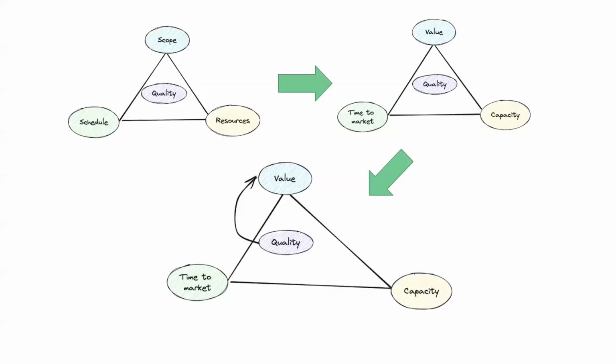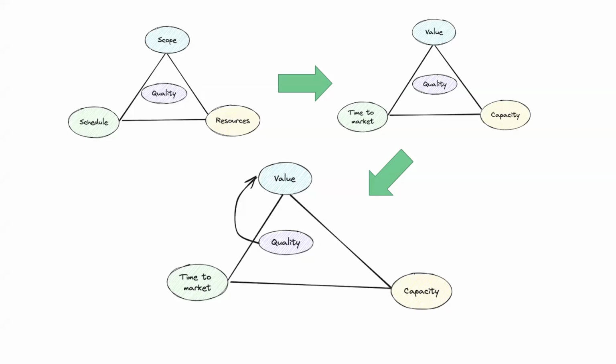Trade-offs. The iron triangle. This is something that I like to talk about quite a bit. The iron triangle is a concept from traditional project management that still tends to turn up with business audiences. This is the idea that you've got scope, schedule, and resources. You can trade off two of those things in order to achieve the other thing. And the assumption is that quality is always constant.